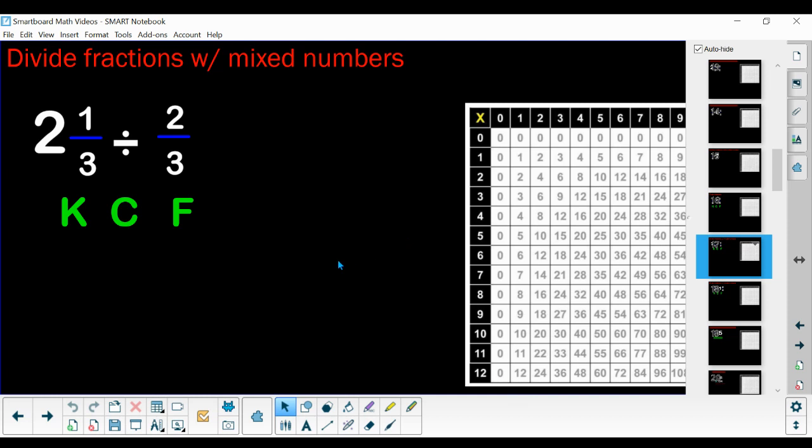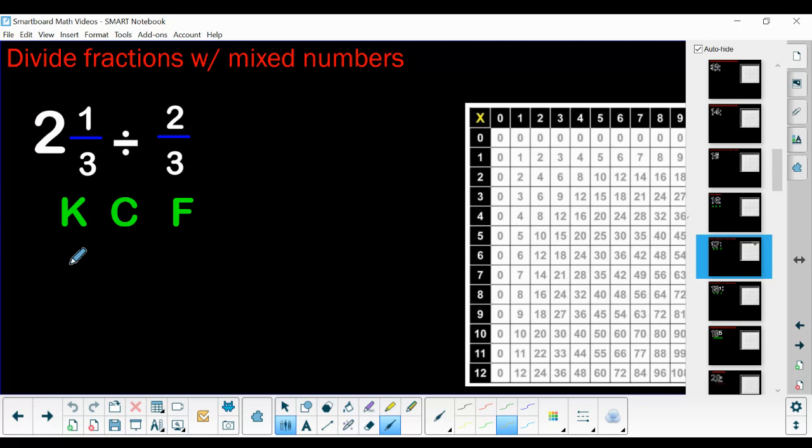Okay, so here's some more examples of dividing fractions. And remember, what you want to use when you're dividing fractions is KCF: keep it, change it, flip it. So let's write that down one more time so we know what we're doing.